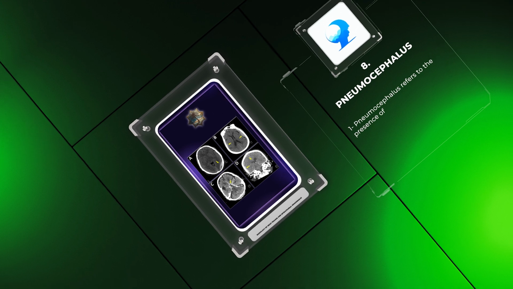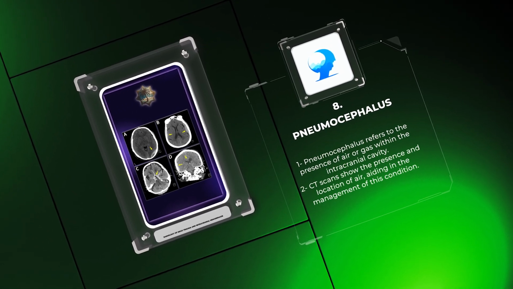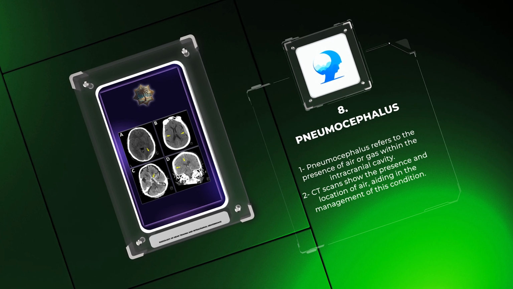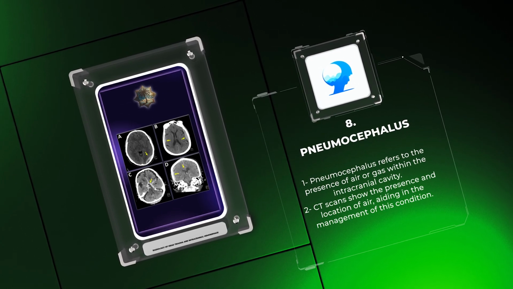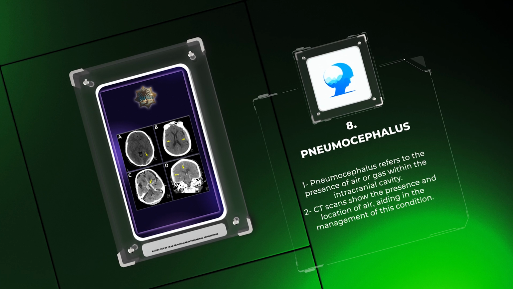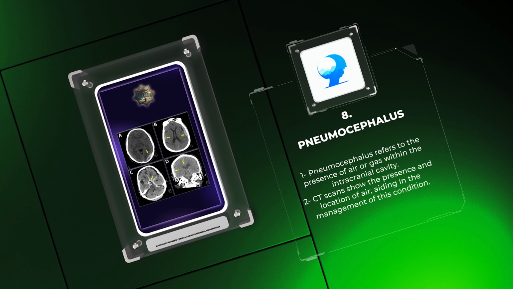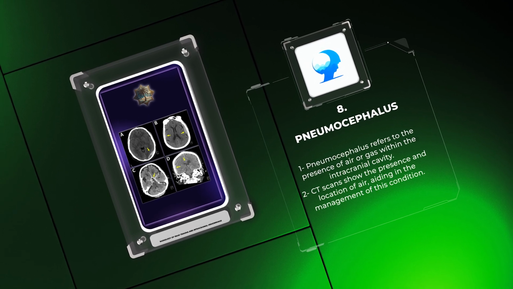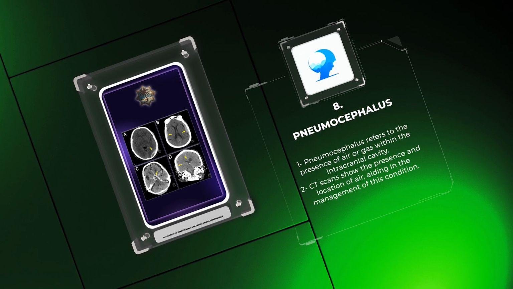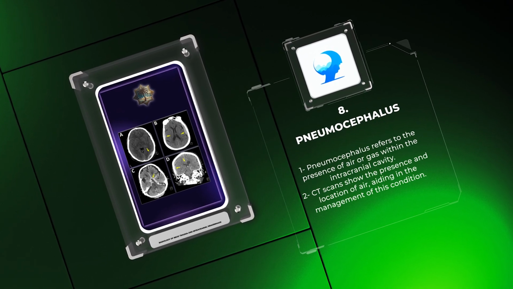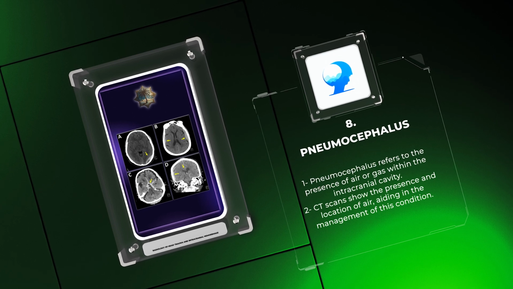Pneumocephalus refers to the presence of air or gas within the intracranial cavity, often resulting from a skull fracture or neurosurgical procedures. It can lead to potentially serious complications such as infection or increased intracranial pressure. On imaging, pneumocephalus is readily identified through imaging modalities such as CT scans, which demonstrate the presence of air within the cranial vault. The location and amount of air provide valuable information regarding the source of the air, the risk of complications, and appropriate management strategies.